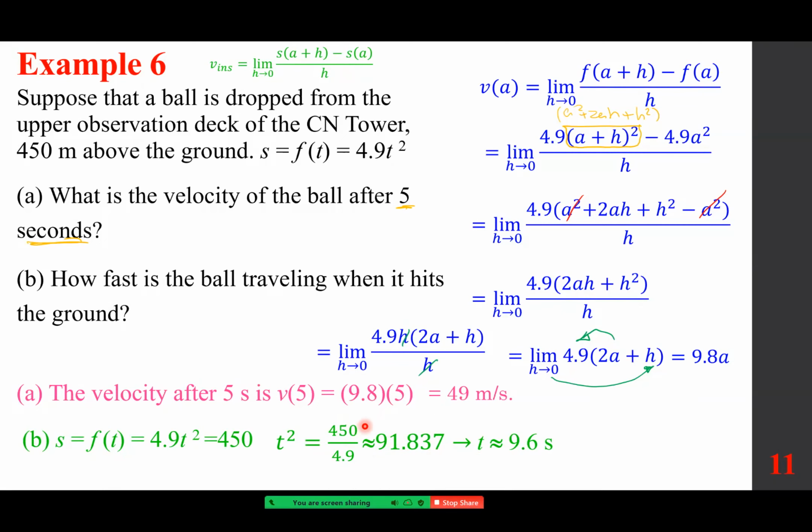And the T is the square root of that. And the square root of this number, maybe with only one decimal. It depends. You want to follow how many decimals they ask you. It's about 9.6. And now in this formula, I plug in A equals 9.6. And that gives me the velocity of the ball when it hits the ground. So 9.6 and 9.8, their product is 94.08 meters per second. That is the speed by which the ball will hit the ground.